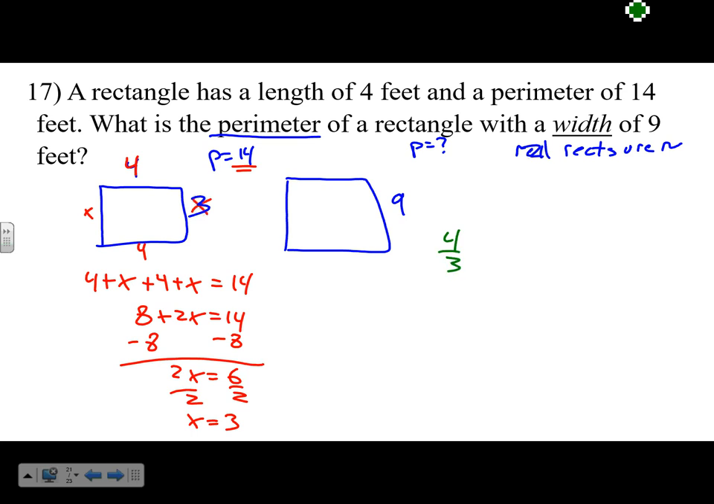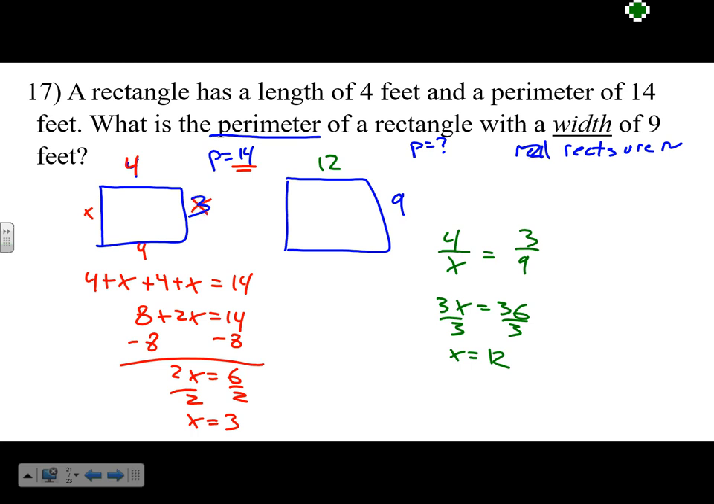And again, if you put 4 over 3, that's fine. I just like to stick to my small over my big, or vice versa. So 4 over x is equal to 3 over 9. So that's 3x is equal to 36. Divide both sides by 3, we get x is equal to 12. So now I know this one's 12.